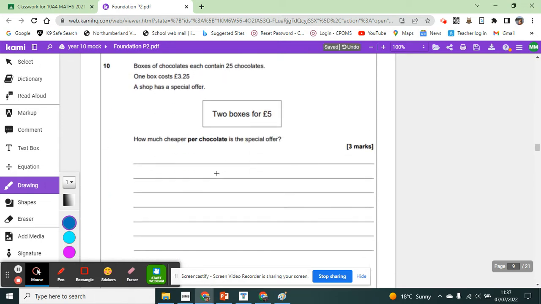Okay, question 10. Boxes of chocolates each contain 25 chocolates. One box costs £3.25. A shop has a special offer, 2 boxes for £5. How much cheaper per chocolate is the special offer? So it is per chocolate. So one box, £3.25, and you get 25 chocolates. So if we get 2 of them, it's going to be £6.50 for 50 chocolates.